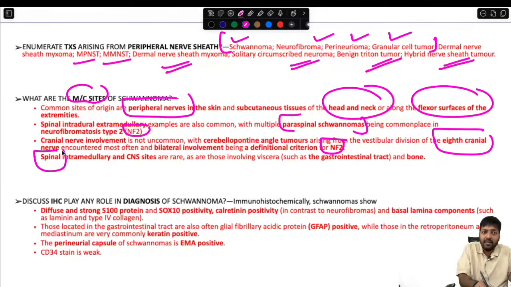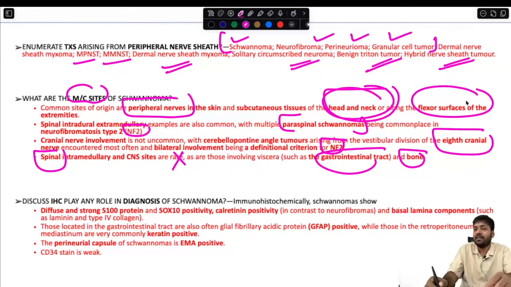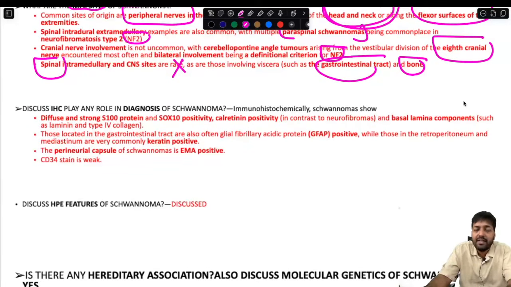Then spinal intramedullary and CNS sites are very rare, as are those involving the viscera like the GI tract and bone. So it can arise from the GI tract, bone, or intramedullary sites, but these are very rare sites. It can either arise from the cranial nerve, as a part of neurofibromatosis type 2, or sporadically from peripheral nerves in the skin and subcutaneous tissue of the head and neck region and flexor surface of the extremities. Now discuss the role of IHC in diagnosis of schwannoma.